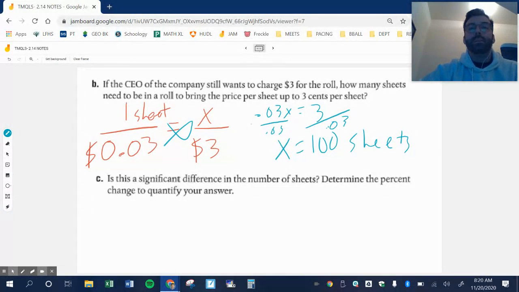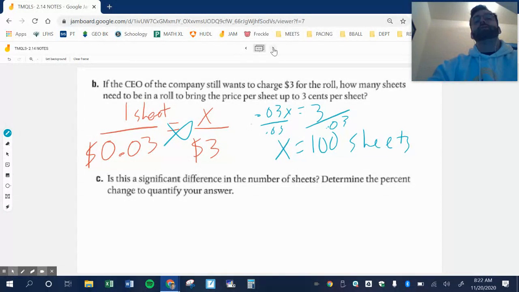Okay. Is this a significant difference in the number of sheets? Determine the percent to quantify your... Oh, okay, one second. I'm sorry. Phone call, so popular.